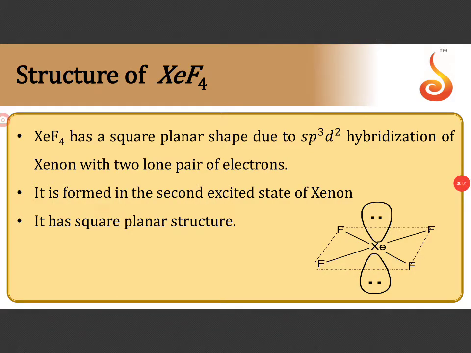The hybridization of XeF4, xenon tetrafluoride, is sp3d2. So the expected shape will be octahedral, but in the figure here, why is it shown as square planar? That is what we are going to discuss now. So they have clearly given that it is the second excited state. So how do you predict the hybridization of this molecule?